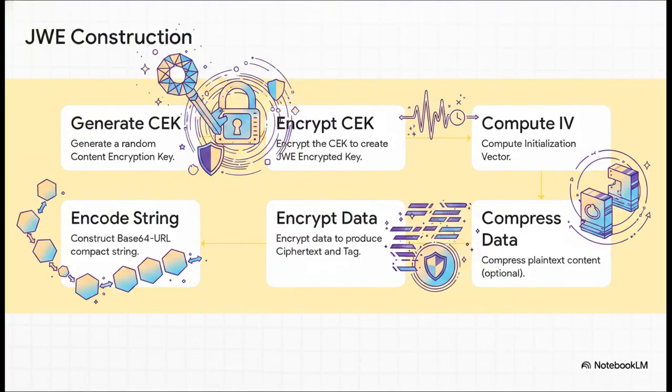Let's put the pieces together sequentially. First, the system generates that random content encryption key. Next, it locks that key up using the recipient's public key. Then, it grabs the random initialization vector, optionally compresses your payload, and finally encrypts the data to produce the ciphertext and the authentication tag. Encode all those pieces into base64 URL format, separate them with dots, and boom, you have your JWE string totally safe for transport across the open web.